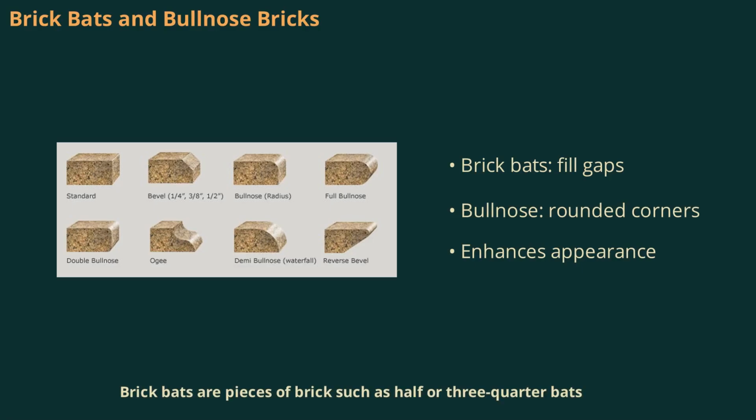Brick bats are pieces of brick, such as half or three-quarter bats, used to fill gaps or adjust the length of a course. Beveled bats are shaped for specific needs. Bullnose bricks, on the other hand, have a rounded angle and are used for rounded corners or coins, where the wall changes direction. These specialized bricks not only enhance the structure's strength, but also contribute to its aesthetic appeal, especially in visible or decorative areas of a building.